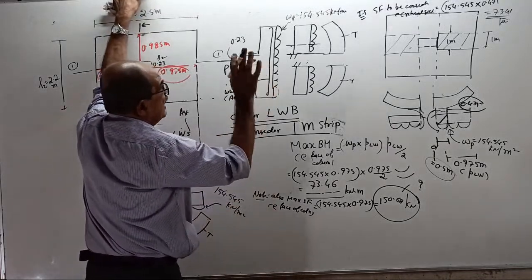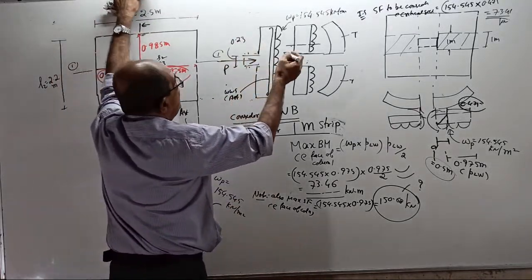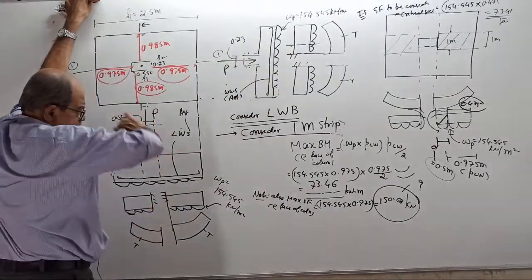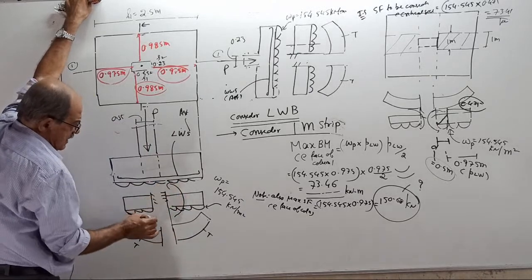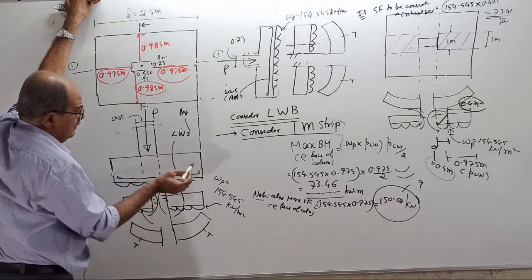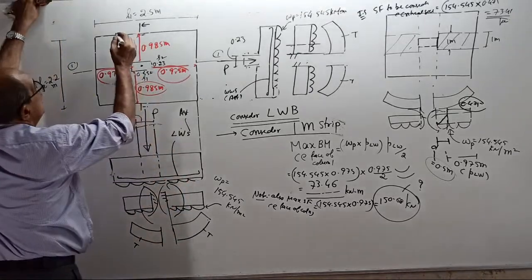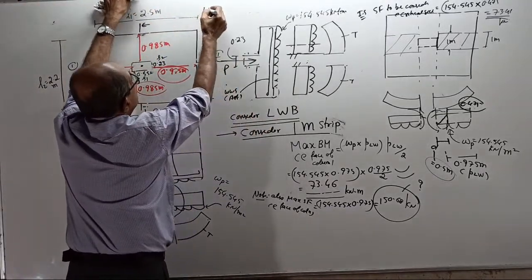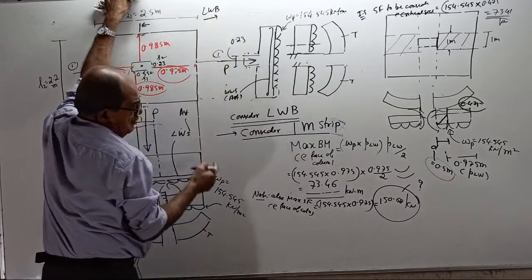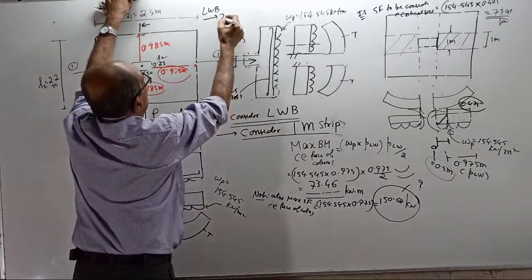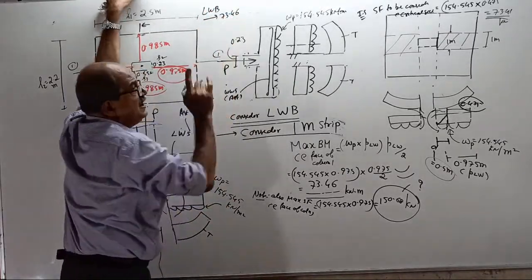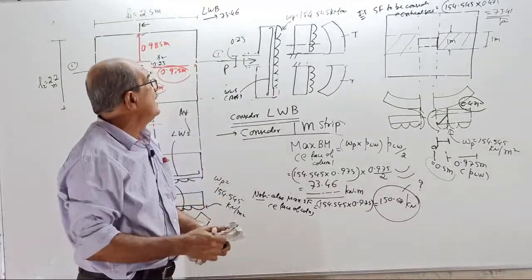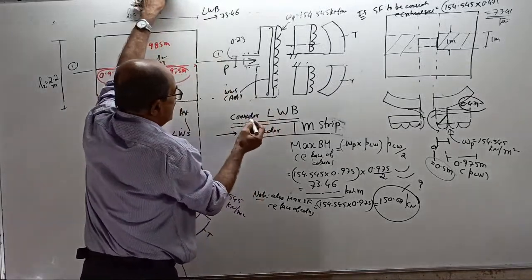Now immediately write. Consider lengthwise bending. For this lengthwise bending, the bending moment comes this way; it is a sagging BM. How much did you get as the answer? Lengthwise bending, maximum BM, we got 73.46 kilonewton meter for a 1 meter strip. Very important. Now start.